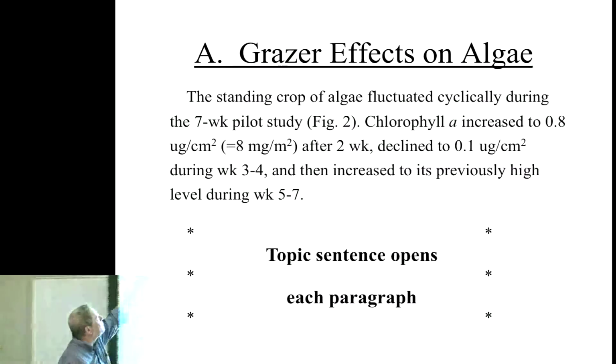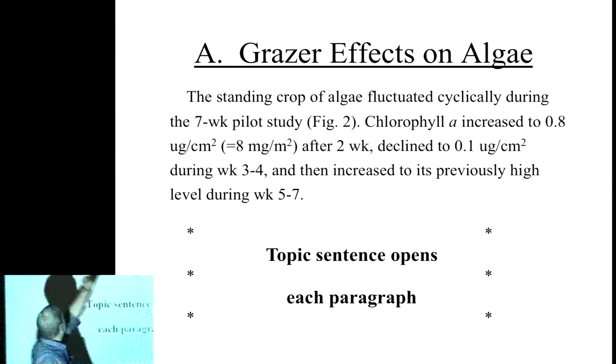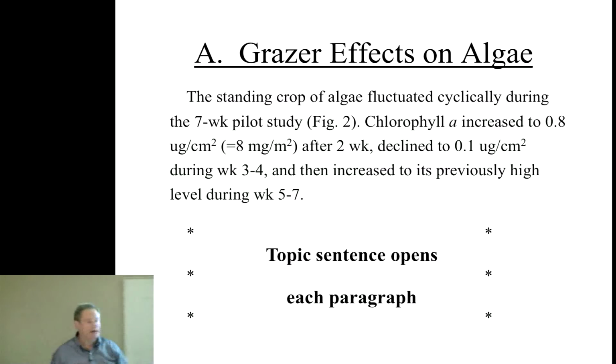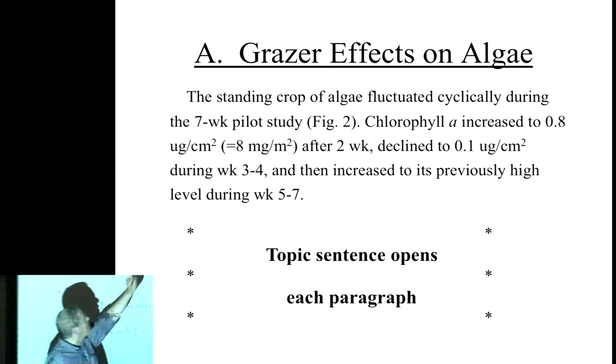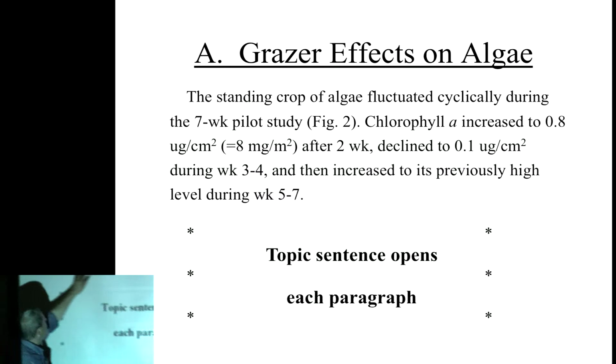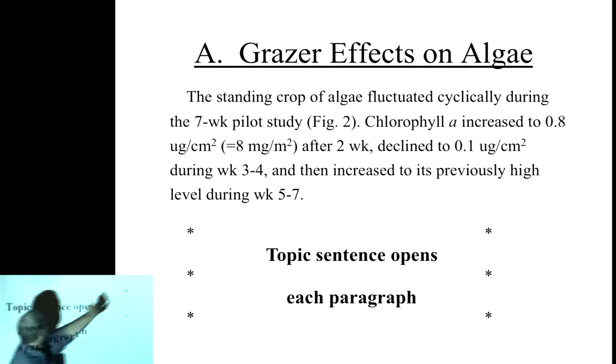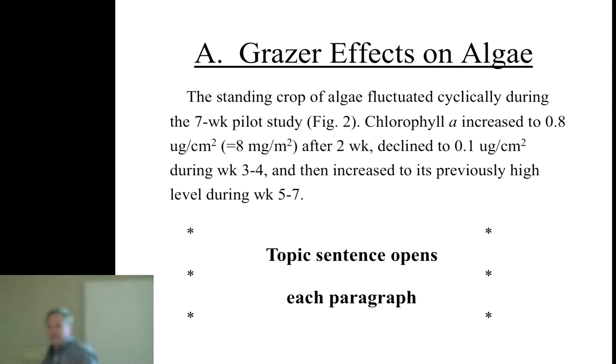The standing crop of algae fluctuated cyclically during the 7-week study. And we refer to that figure. Chlorophyll A increased, and we put some values in, after 2 weeks, declined during weeks 3 to 4, and then increased to its previously high level during weeks 5 to 7. That first sentence, the standing crop of algae fluctuated, that is the topic sentence. The topic sentence conveys the meaning of the entire paragraph.